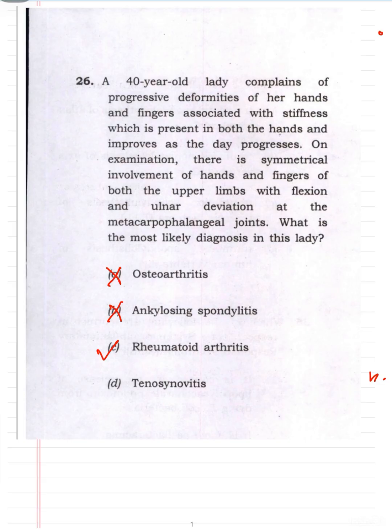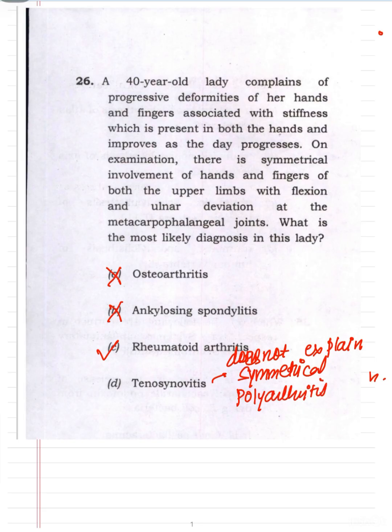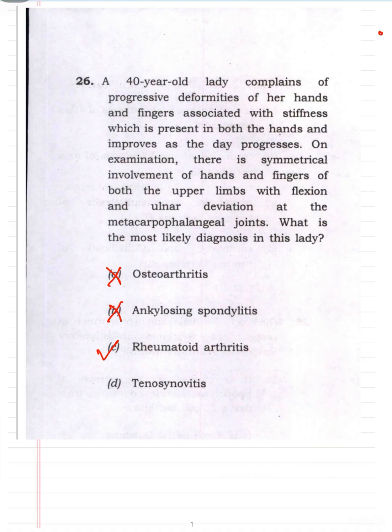Then coming to the tenosynovitis, it does not explain symmetrical polyarthritis, and there is no ulnar deviation deformity. So fourth is again wrong. So the correct will be the rheumatoid arthritis. This is the correct option.